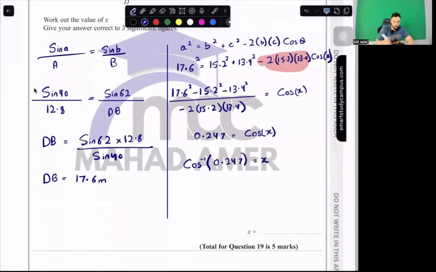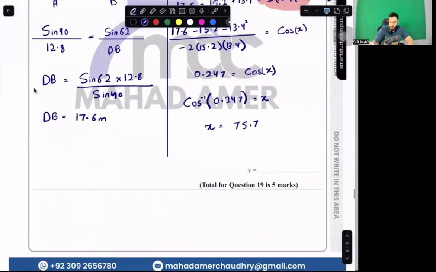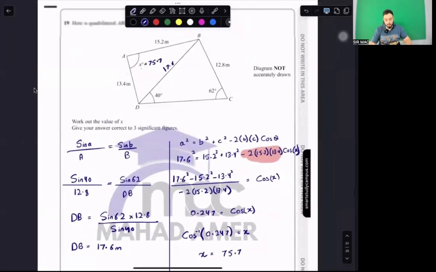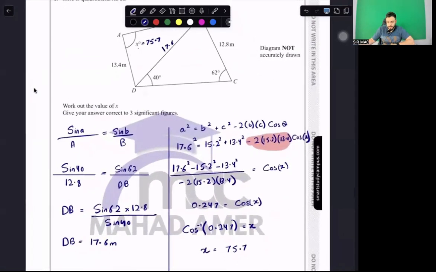So inversing the value, you would get the angle x as 75.7 degrees. That's what I'm getting. And this is the perfect solution for question number 19. Although it looks very challenging, if you have the steps written out, you can get it done easily. But if there's any single confusion whatsoever, just ask me, and if you want, I can solve it again as well.